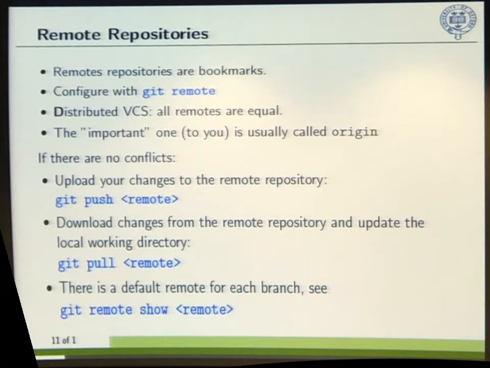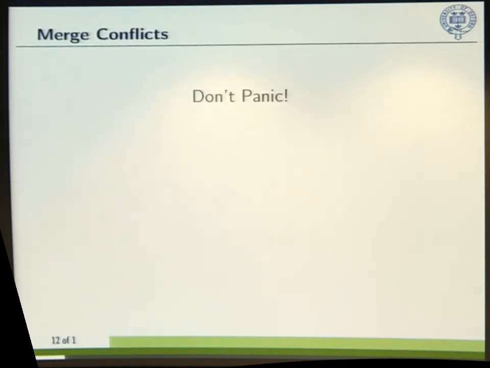And then, of course, there's information you can get about remotes, like which version they are currently at. This all goes through the git remote command. There's a default, so often you just see people say git push, git pull. That's because they have a default set up. I just wanted to mention that. So that's the easy part if there's no conflict.